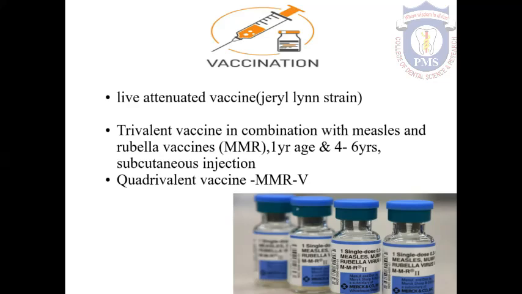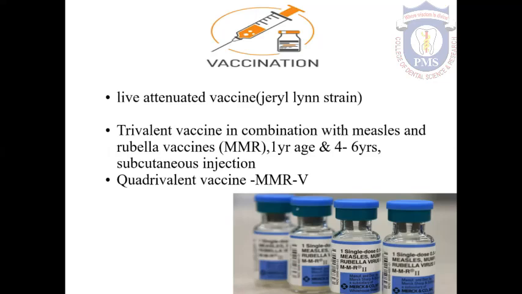They are available as trivalent MMR vaccine, that is live attenuated measles, mumps, rubella vaccine, or quadrivalent MMRV vaccine, that contains additional live attenuated varicella vaccine. Monovalent mumps vaccine is not recommended. Then schedule.